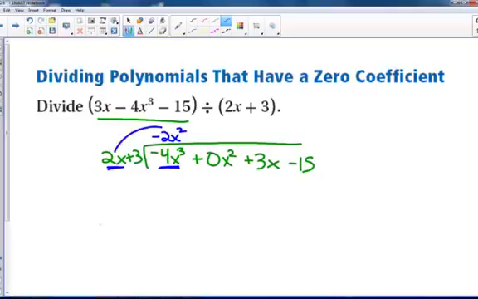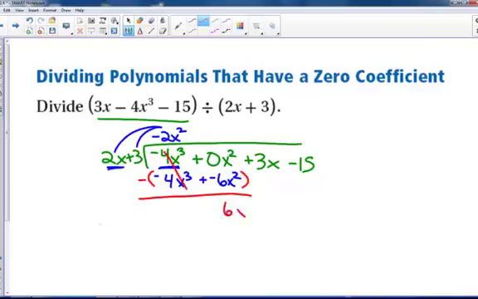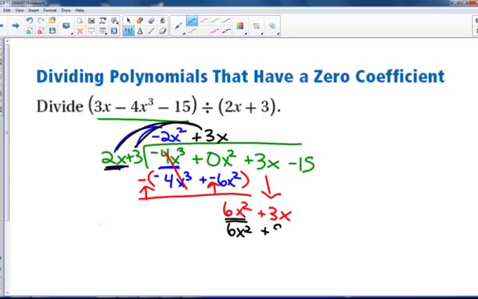Negative 2x squared times 2x is negative 4x cubed. Negative 2x squared times 3 is negative 6x squared. Subtract the whole thing. 6x squared, bring down the 3x. We're getting a positive 6 because a negative negative is a positive, minusing a negative. All right, 2x times what is 6x squared? That'd be 3x. 3x times 2x is 6x squared. 3x times 3 is 9x.